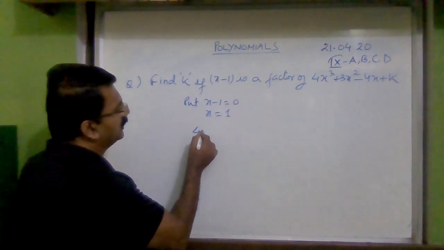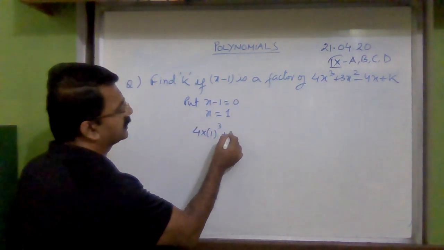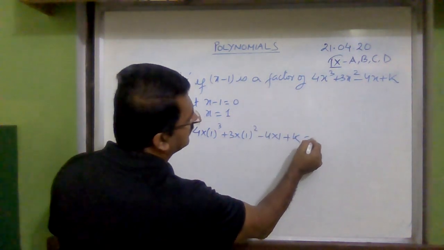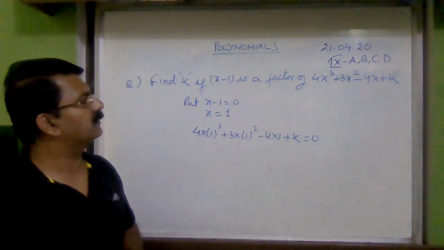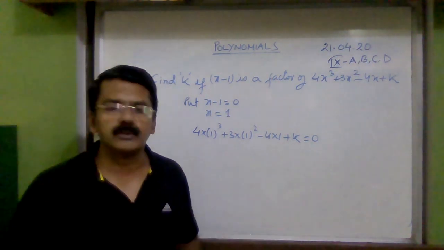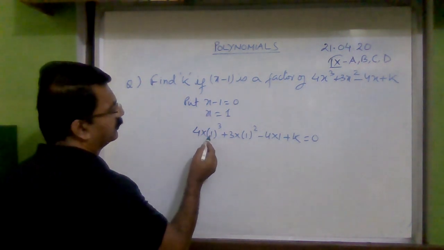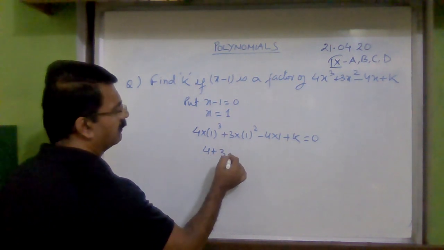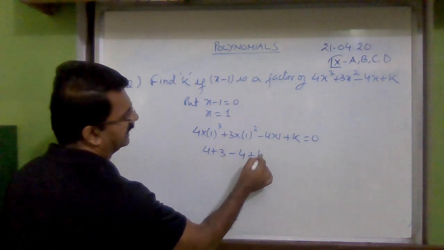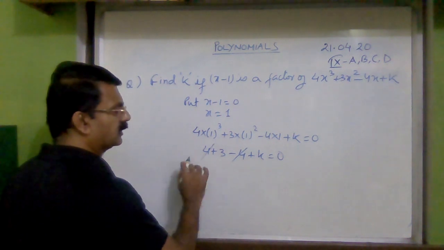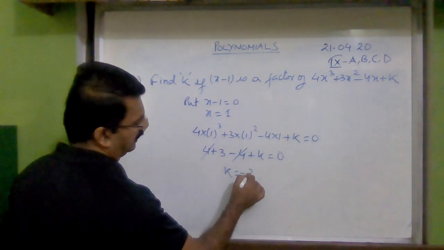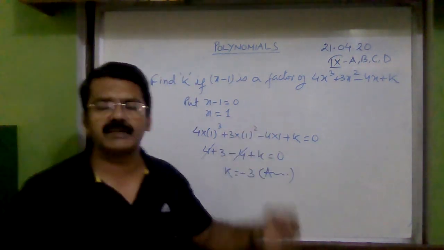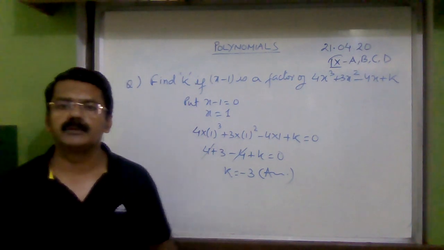That means 4 into 1 cube plus 3 into 1 square minus 4 into 1 plus k is equal to 0. As x minus 1 is a factor of the given expression, so the remainder should be 0. Now you see, 1 cube is 1 only, so 4. Again 1 square is 1, so 3. Minus 4 into 1, that is 4, plus k is equal to 0. Minus 4 plus 4 cancels out, so k is equal to minus 3, and that is your answer. So if x minus 1 is a factor of the given expression, then the value of k will be equal to minus 3.